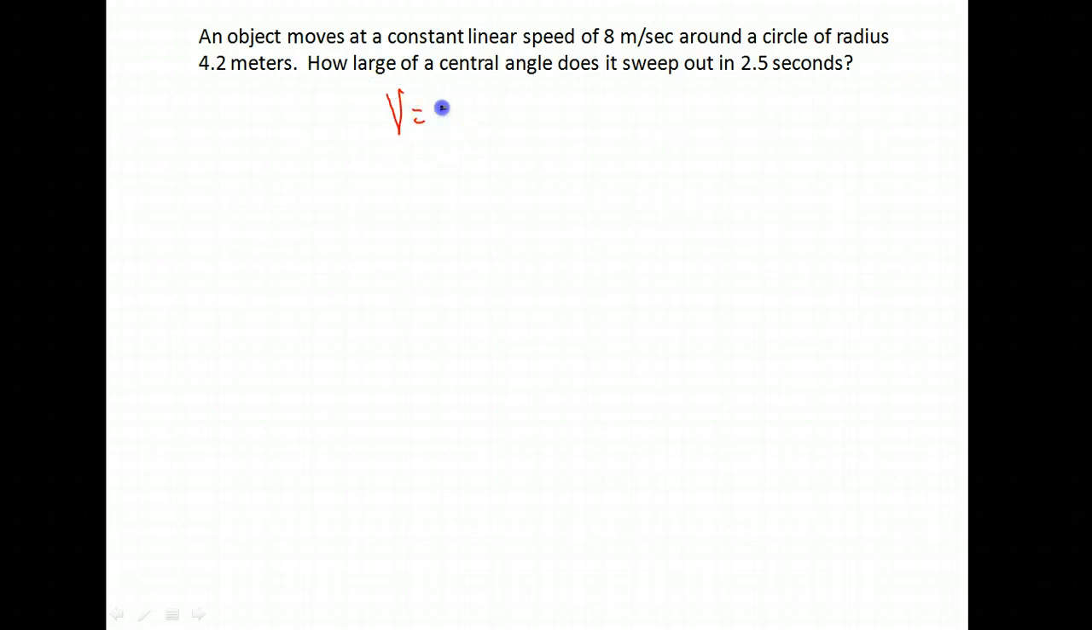One of our formulas for linear speed is that it's equal to the angular speed times the radius of the circle. Okay, and I chose angular speed because the formula for the angular speed is the angle that you've swept out, theta, divided by the amount of time. So I want angular speed because it will involve my theta and allow me to find that central angle. But we have to start here from what we're given.